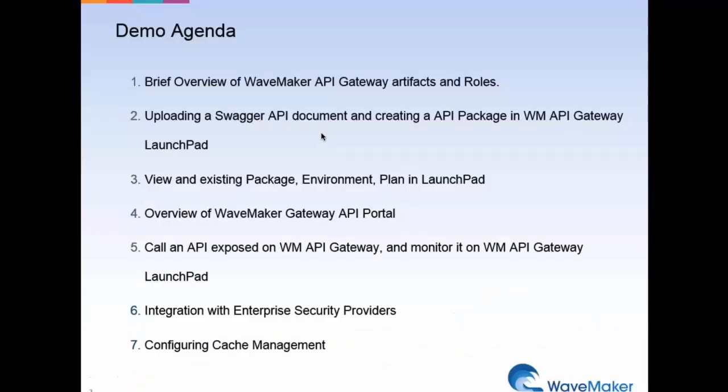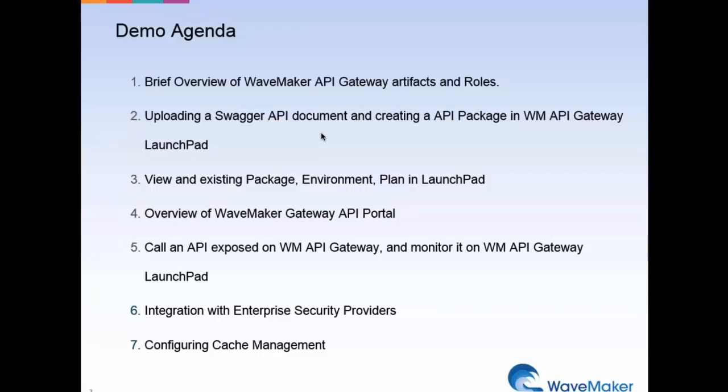I'll be briefly covering some of the WaveMaker API gateway artifacts and roles, so that once we go through the demo, they become easier to understand. Then I would be uploading a Swagger API document and then creating an API package in the WaveMaker API gateway launchpad. And we could go on to create a package, environment, and a plan. I would explain what these are. We will go and explore some of these things.